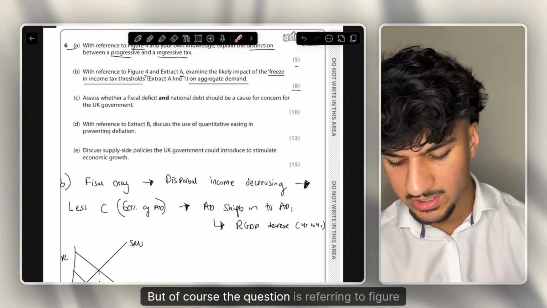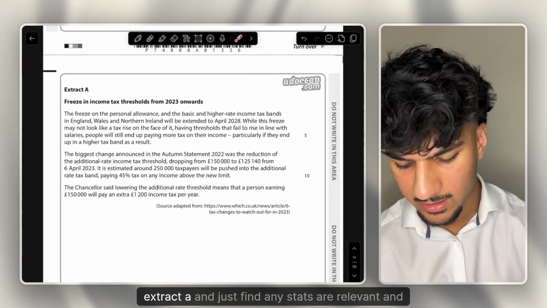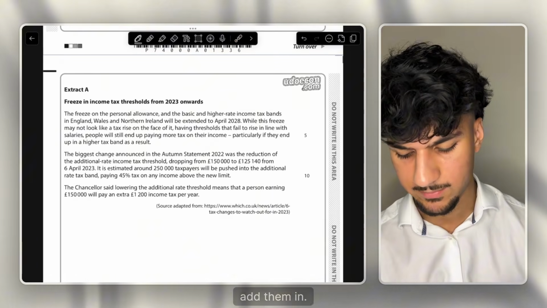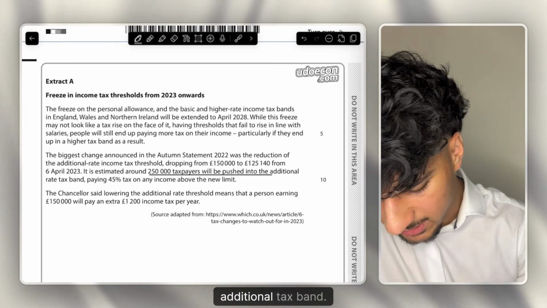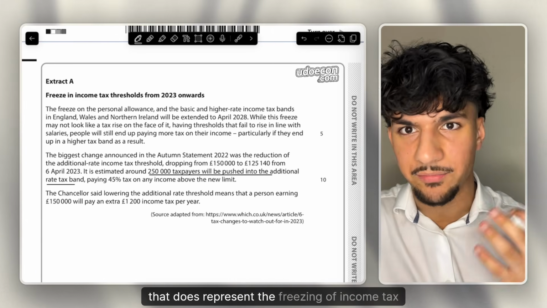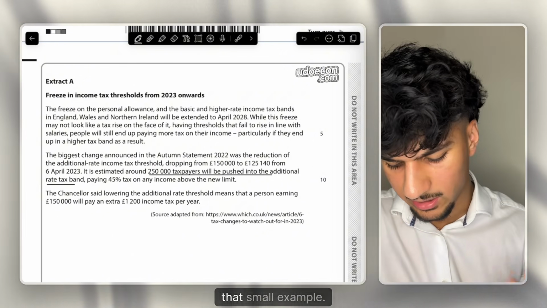But the question is referring to figure 4 and extract A. So I would just have a scan through figure 4 and extract A and find any stats that are relevant and add them in. This is a great stat here: 250,000 more taxpayers were pushed into the additional tax band. That represents the freezing of income tax bands. It represents fiscal drag, so we've brought up fiscal drag and you can add in that small example.